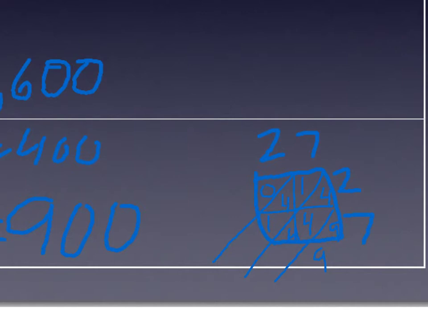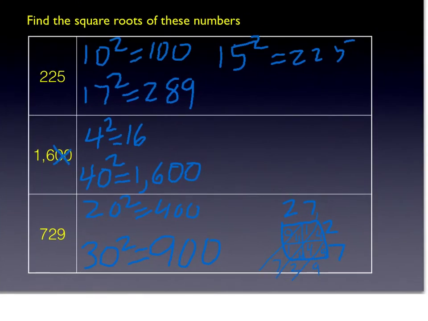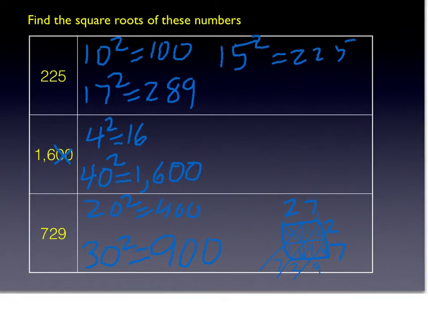4 plus 4 plus 4 is going to be 12. Carry my 1 up here. 1 plus 1 is 3. 3 plus 4 is 7. So let me zoom out again. Do I have my number? 729. Bammo! So let me write it up here. 27 squared equals 729.